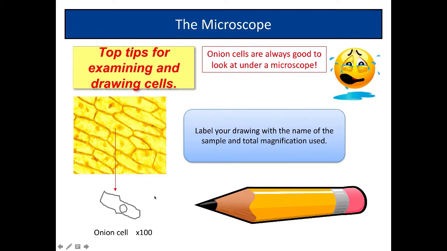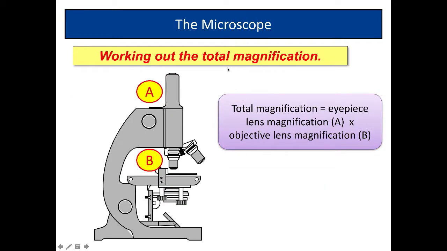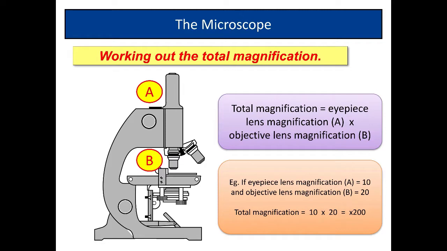When you've drawn it, label your drawing with the name of the sample, onion cell, and the magnification used, times 100. Oh, how do you work out magnification? Well, to work out magnification, you look at this one here. On the top here, it'll tell you what the eyepiece lens magnification is. Down here, it'll tell you what the magnification of the objective lens is. And to work out the total magnification, simply multiply the two together.